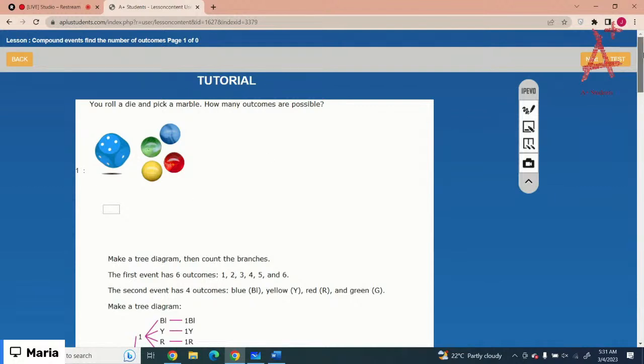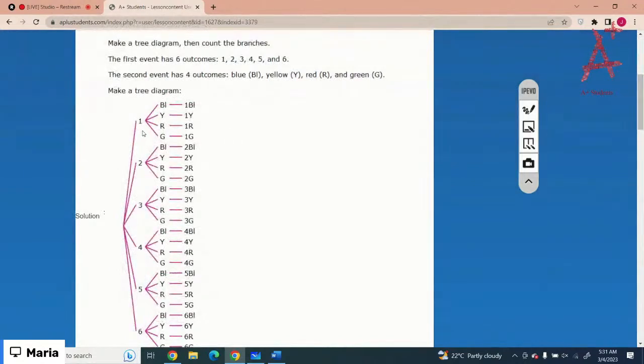Here you have a tree. For the one on a die, you have these options: blue marble, yellow marble, red marble, and green marble. For two, again you have four. For three, when you got three on the die, you have again four options. So the total options are four times six: for the die you have six outcomes, and for marbles there are four. So the total outcomes are 6 times 4, which is 24. Got it? So the easier way is just to multiply the outcomes of both the events.